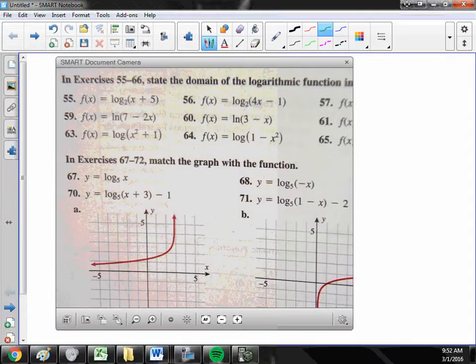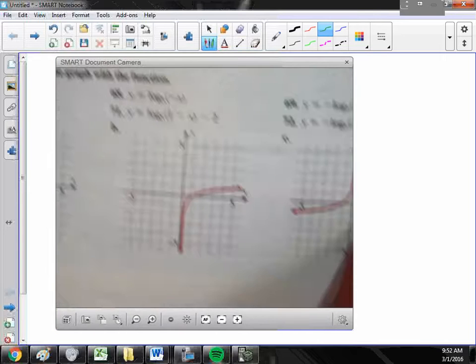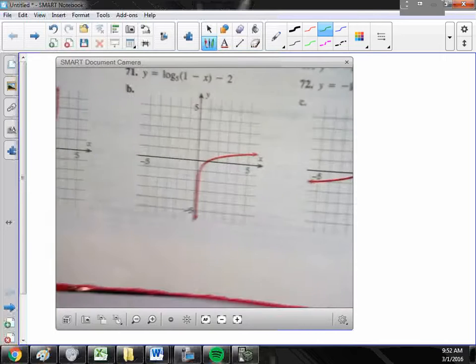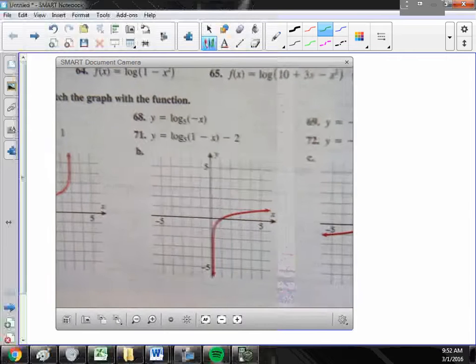Okay. So, take a look at 68. Well, I guess.